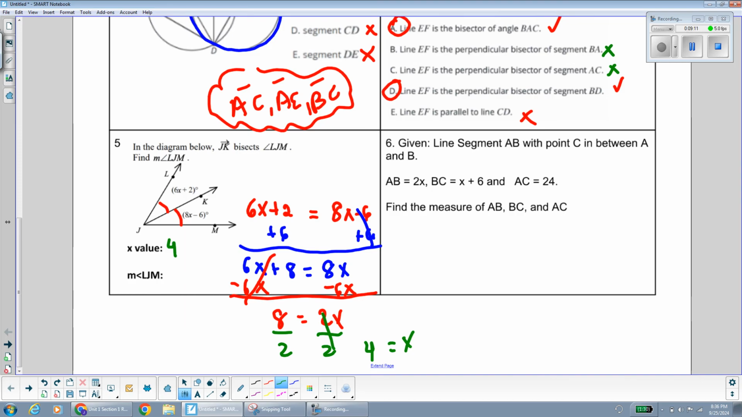Now we need to find the value of angle LJM. LJM, that's this whole angle, both pieces together. Let me plug in. And since this is a bisector, both halves are equal. 26 plus 26 is 52 degrees. We have line segment AB.